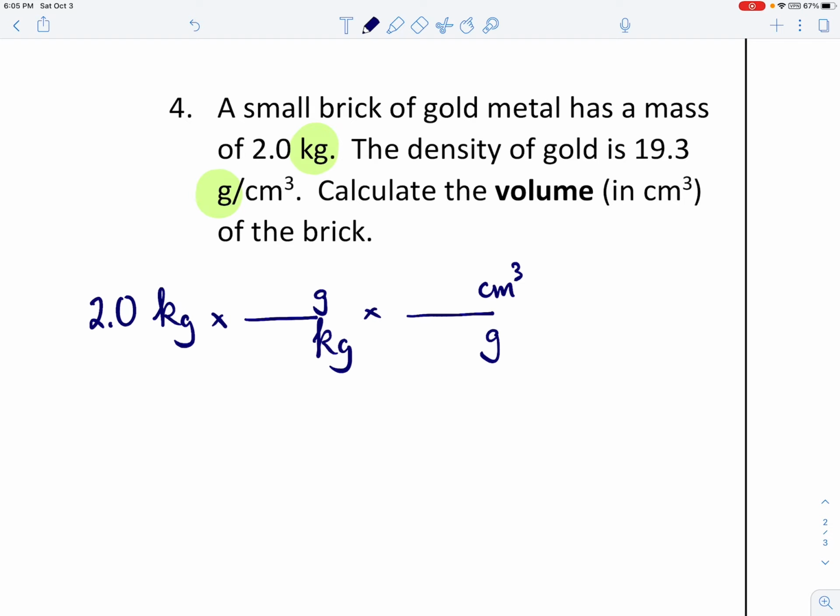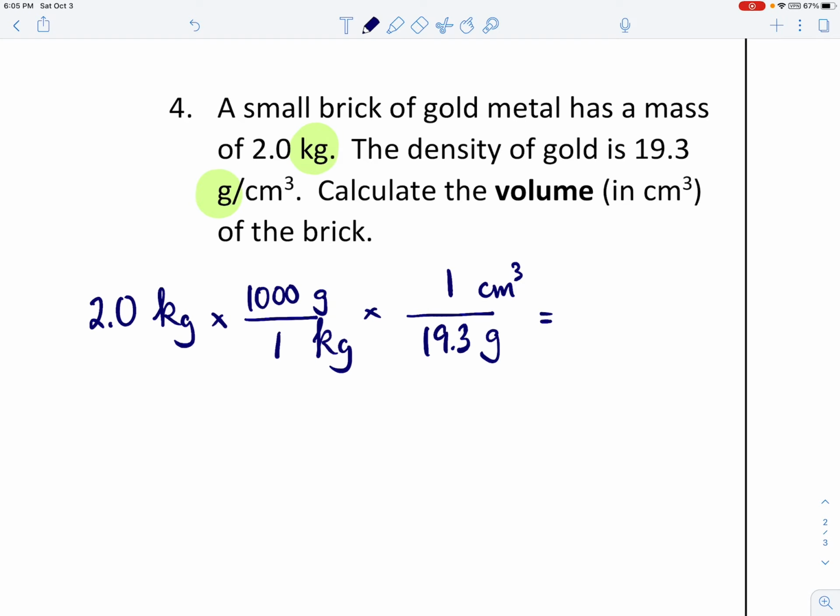Notice that I never start my unit multipliers with the density. The density is the unit multiplier, so it gets used later in the setup. You'll never begin the unit multiplier using the density value itself. So the recipe is that there's 1,000 grams in a kilogram. The density of the gold was 19.3 grams, so we'll put 19.3 beside the grams for every cubic centimeter.